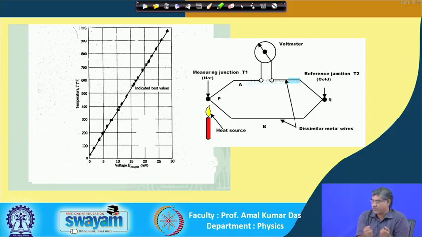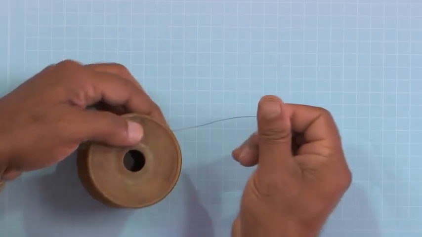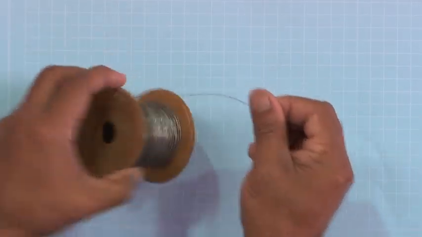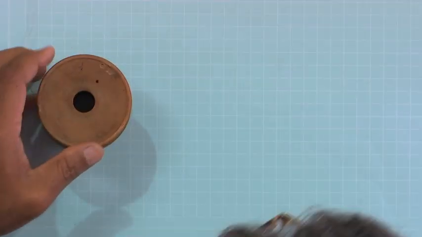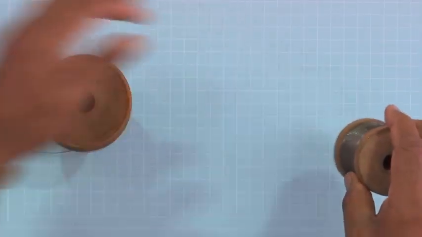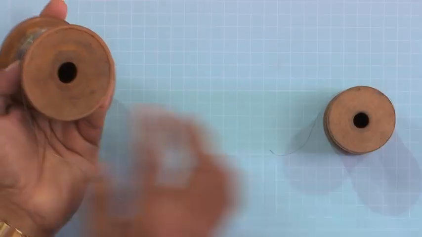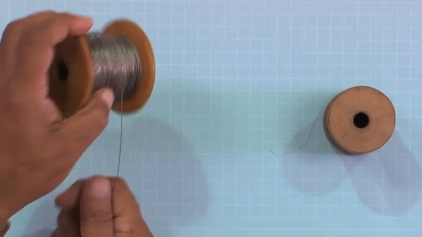I will show you. Just take two types of wire. This is one wire, which I have taken from my lab. And you take another type of wire. This one is made of, here it is written, I think tungsten.